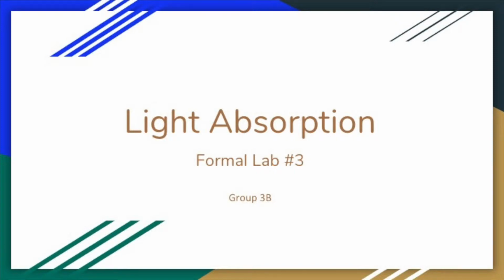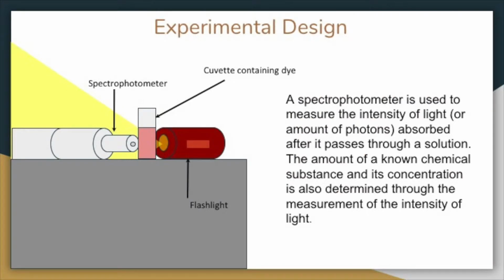Our research investigated an unknown dye using a spectrophotometer to measure absorbance and ultimately concentration of that dye. A spectrophotometer is used to measure the intensity of light or amount of photons absorbed after it passes through a solution. This can then be used to find the concentration of said solution.